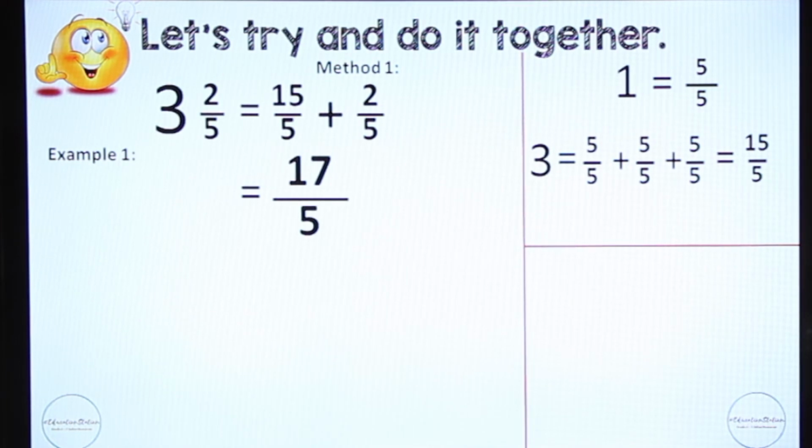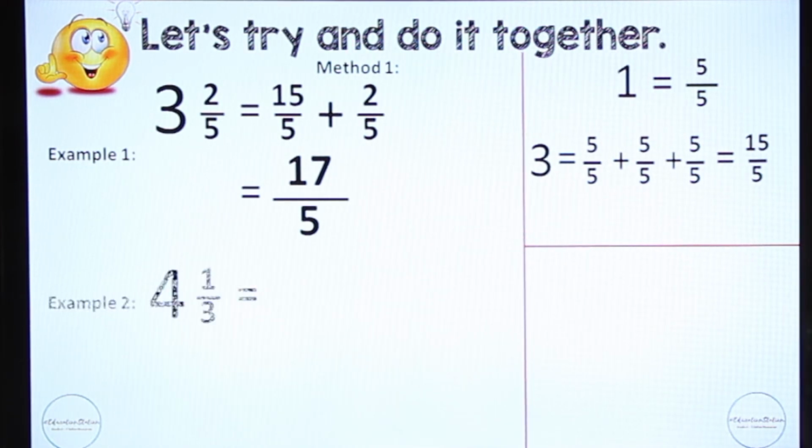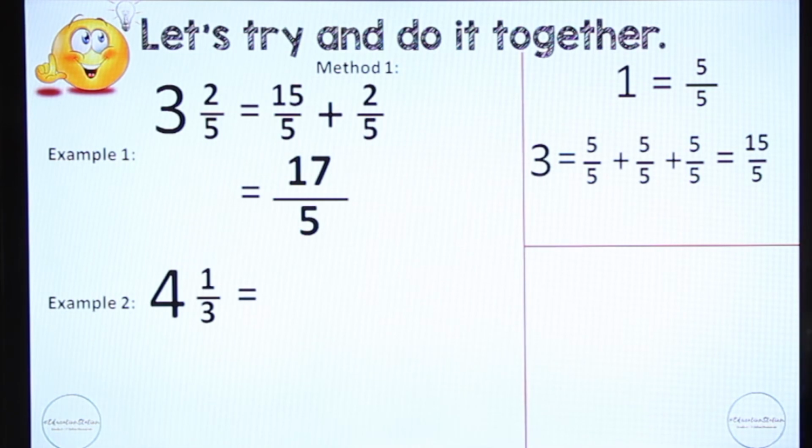Now I'm going to have a look at example number 2. Example number 2 is 4 and 1/3. So again, what's the fraction you're working with? In this case, we're working with thirds. So we know that 1 is equal to 3/3. Now I have to convert the 4 whole numbers that I have into thirds. So it's going to be 3/3, 4 times.